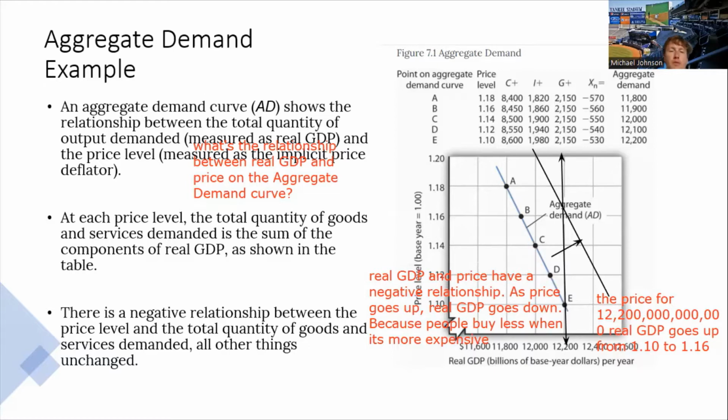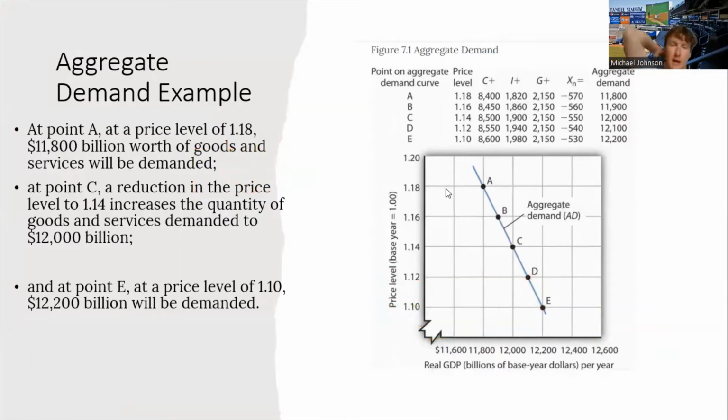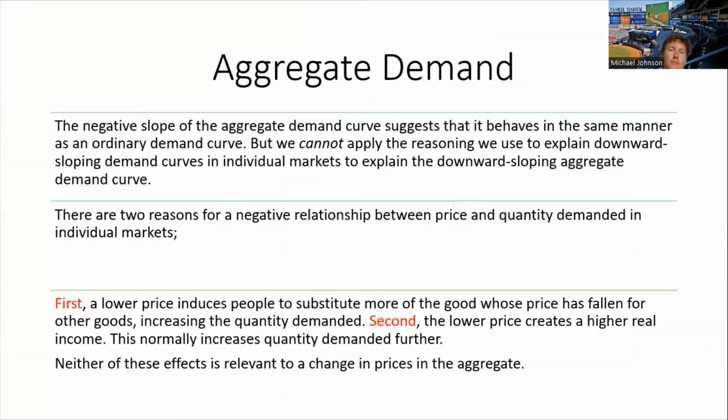There's a negative relationship between the price level and the total quantity of goods and services demanded, with all the other things unchanged. So at point A, at price level 1.18, $11,800 billion worth of goods and services will be demanded. At point C, a reduction in the price level to 1.14 increases the quantity of goods and services demanded to 12,000 billion. And at point E, at a price level of 1.10, 12,200 billion will be demanded.